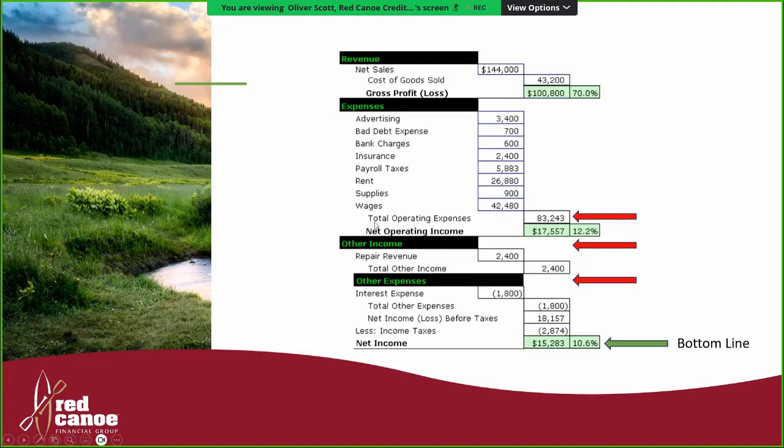All right, let's take a look at it. Here we have advertising, bank charges, insurance, payroll taxes, wages. These are all operating expenses. Net income, this is your profit margin, your net margin, all right? Then you have other income, other expenses, interest expense, net income or loss before taxes after taking in your other income and subtracting your expenses. And then you have your net income at the very bottom. And this is the bottom line.